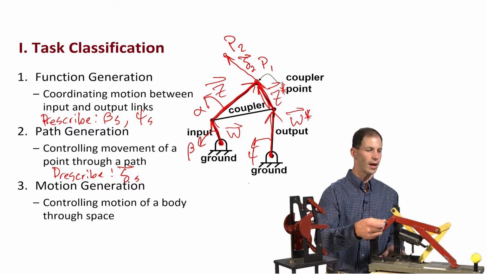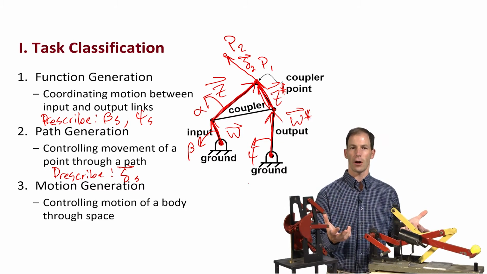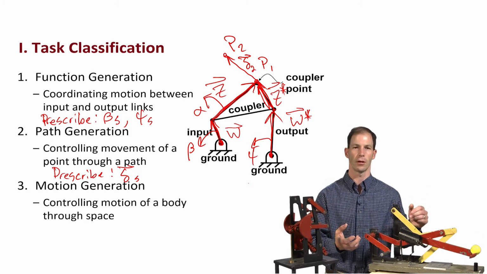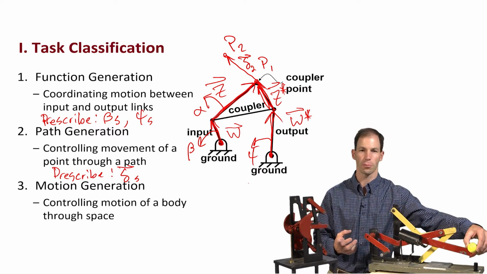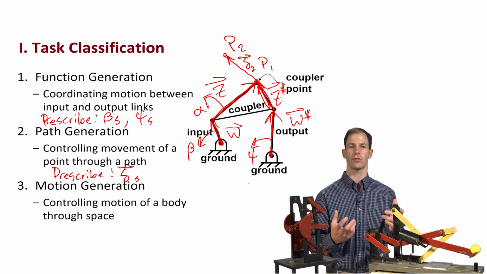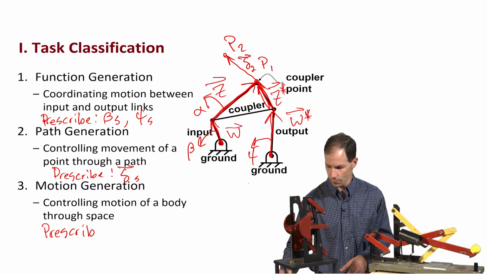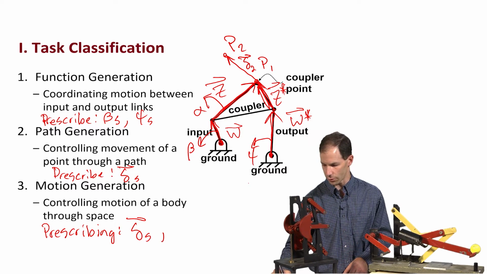Now, if I did not care about the orientation of this part of my coupler, then the golf ball would fall out of the nest, or the gripper, as I was moving it from the nest to the tee. We don't want that to happen. So we are controlling not only the point or the path that this moves through space, but we're also controlling its orientation. So this is a motion generation problem. And in this case, what we are prescribing is both the displacement vector that we did in path generation, the delta vector, and we're also prescribing the rotation of the coupler, which is the alpha angles.